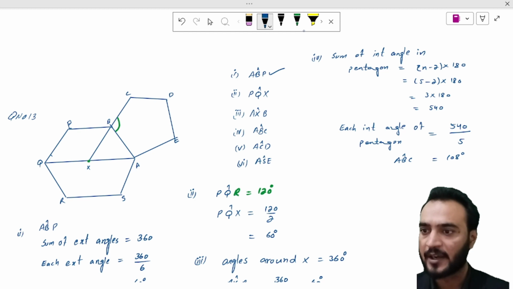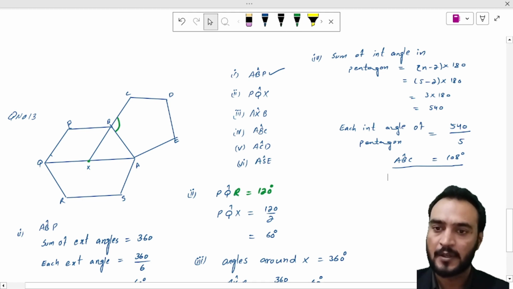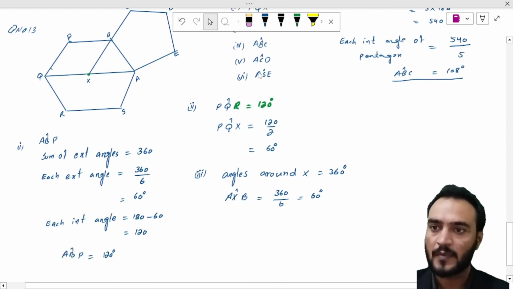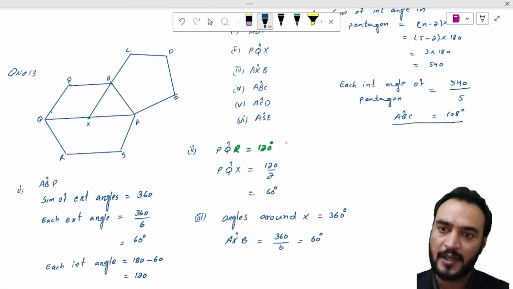ABC, this angle now is equal to 108 degrees. So this was part 4 of question number 13. Now let us solve part 5, and part 5 is ACB. So this is the point A, we join it with C, ACD. So this is the angle which is required, ACD.